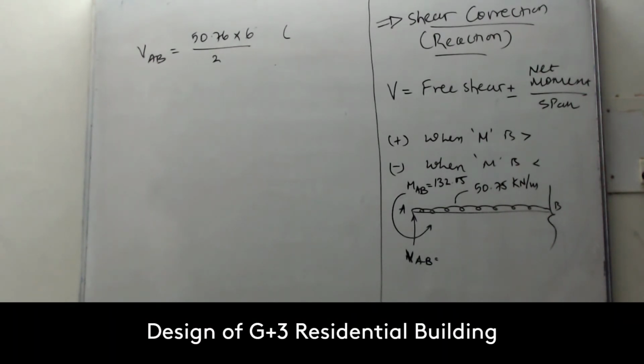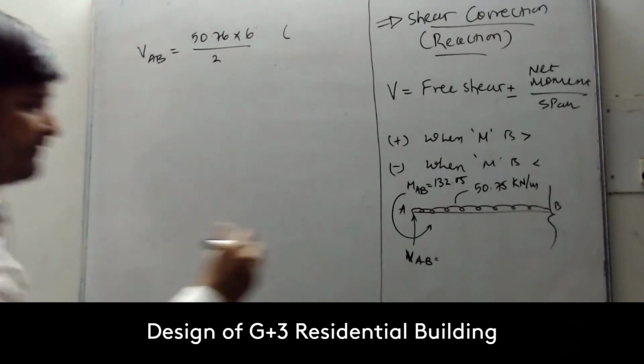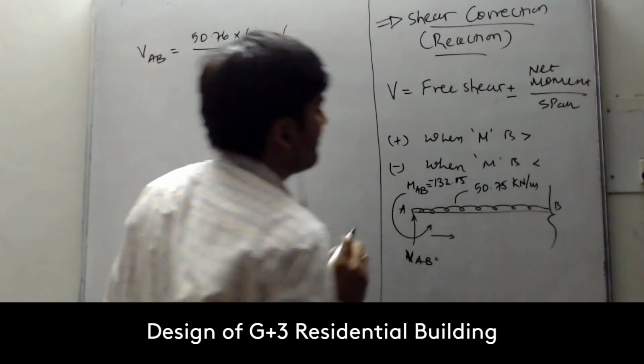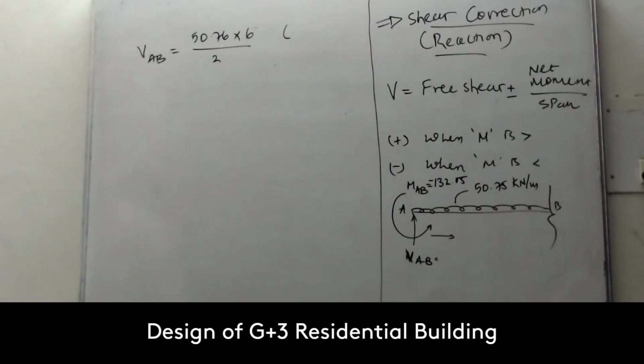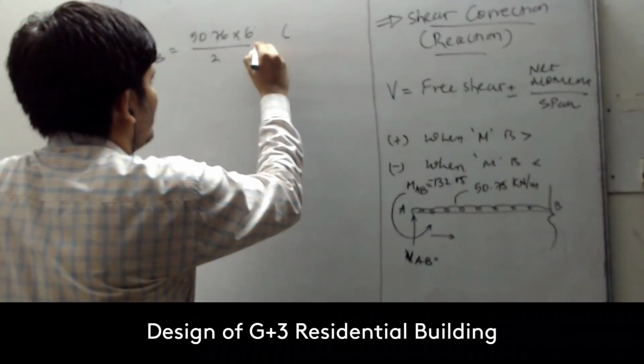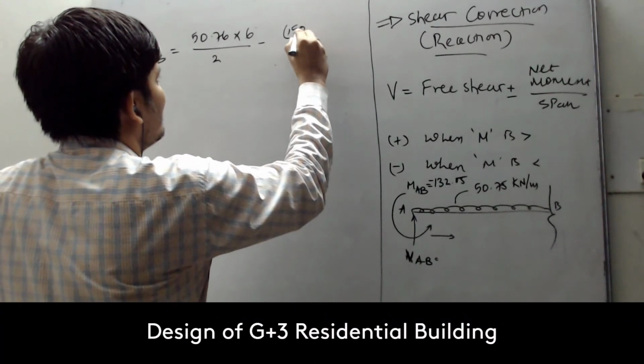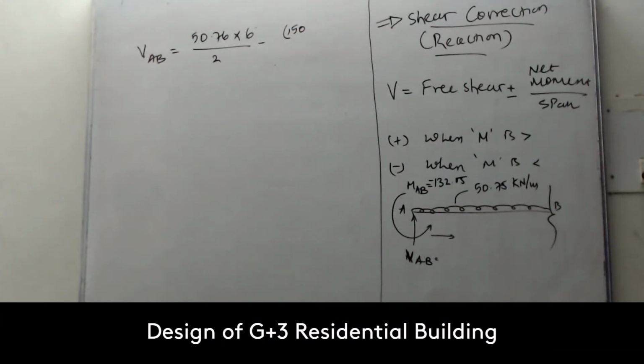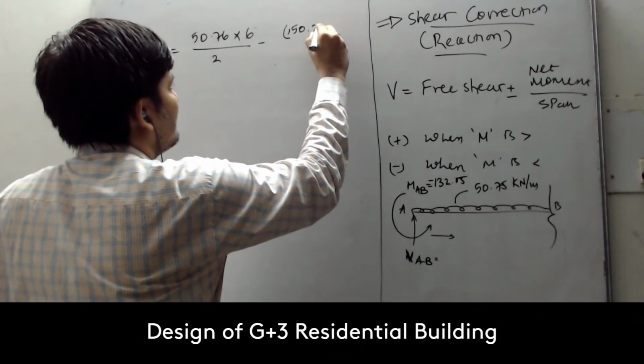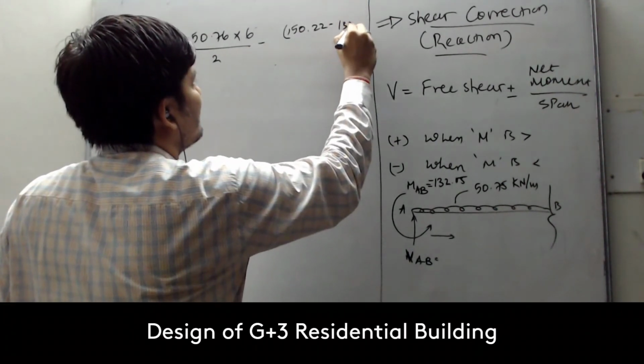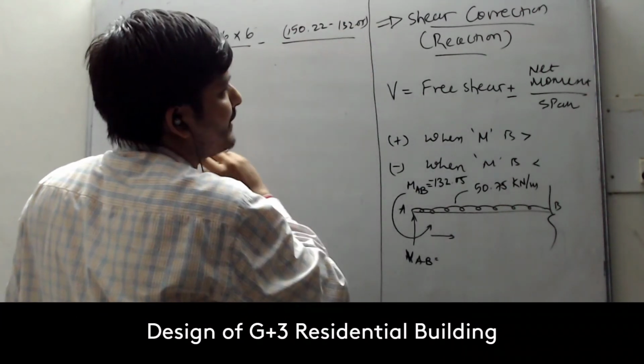There are two moments given, one is 150.22 and second is minus 132.05. So here the moment is smaller in the span AB. If I consider span AB, MAB is minus. If the moment is smaller, then you need to use a negative sign. So that's why here there will be a negative sign. So 150.22 minus 132.05 divided by span. So span is again 6 meter.